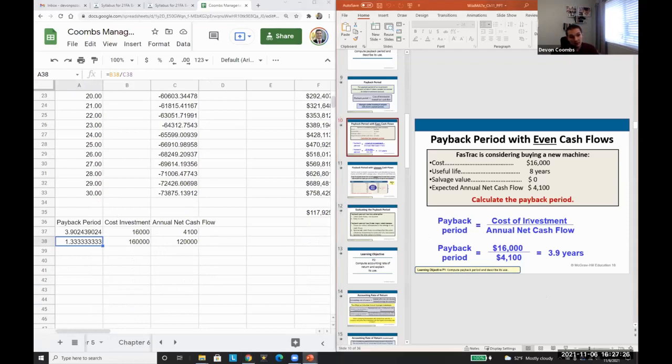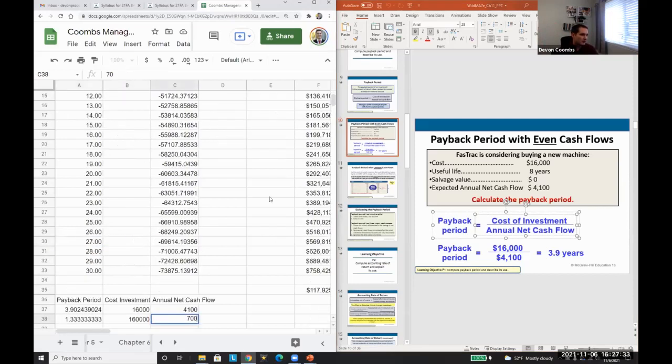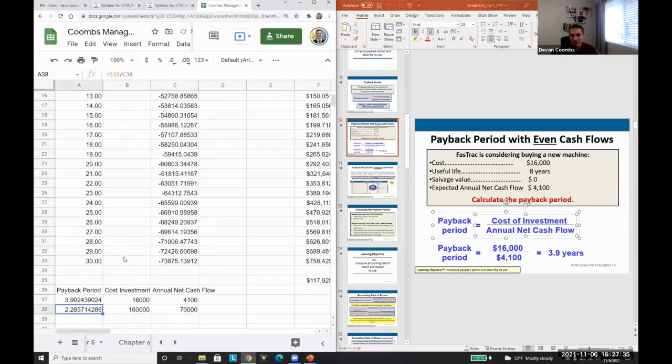That's if all your investment is made on day one. So this is oversimplified. I'm just showing you how you could apply it to your life as well. Or if we said 70,000 on the day one investment, it's a 2.2 year payback period.